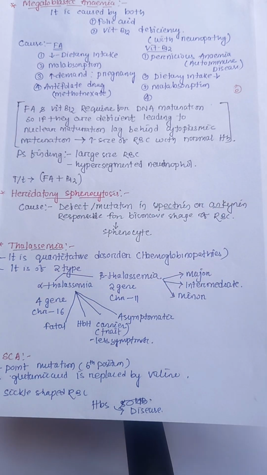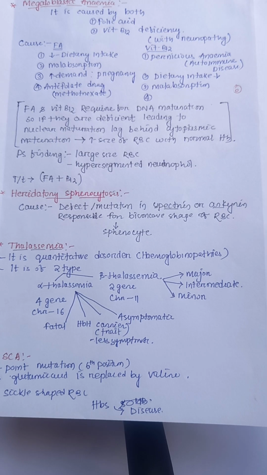And next is hereditary spherocytosis. Hereditary spherocytosis is nothing but a defect in the cytoskeletal protein of the RBC, which causes a defect in the cell membrane of the RBC, resulting in spherocytes, that means spherical RBCs. Hereditary spherocytosis is a genetic defect.